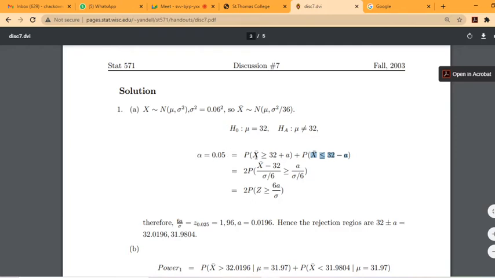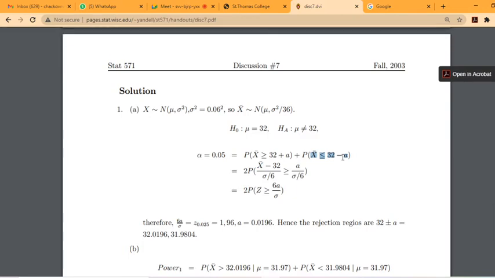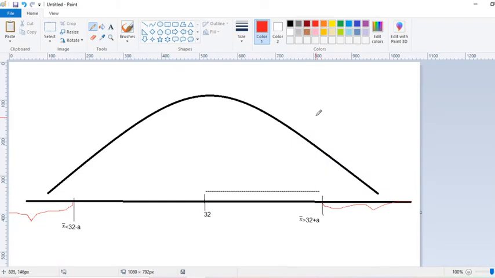That is nothing but the probability of rejection under the null hypothesis: probability of x bar greater than 32 plus a, plus probability of x bar less than 32 minus a, because that is the rejection region. There are two regions, one on the left side and one on the right side. But because of symmetry, this is symmetric, so this area will be the same as the other.